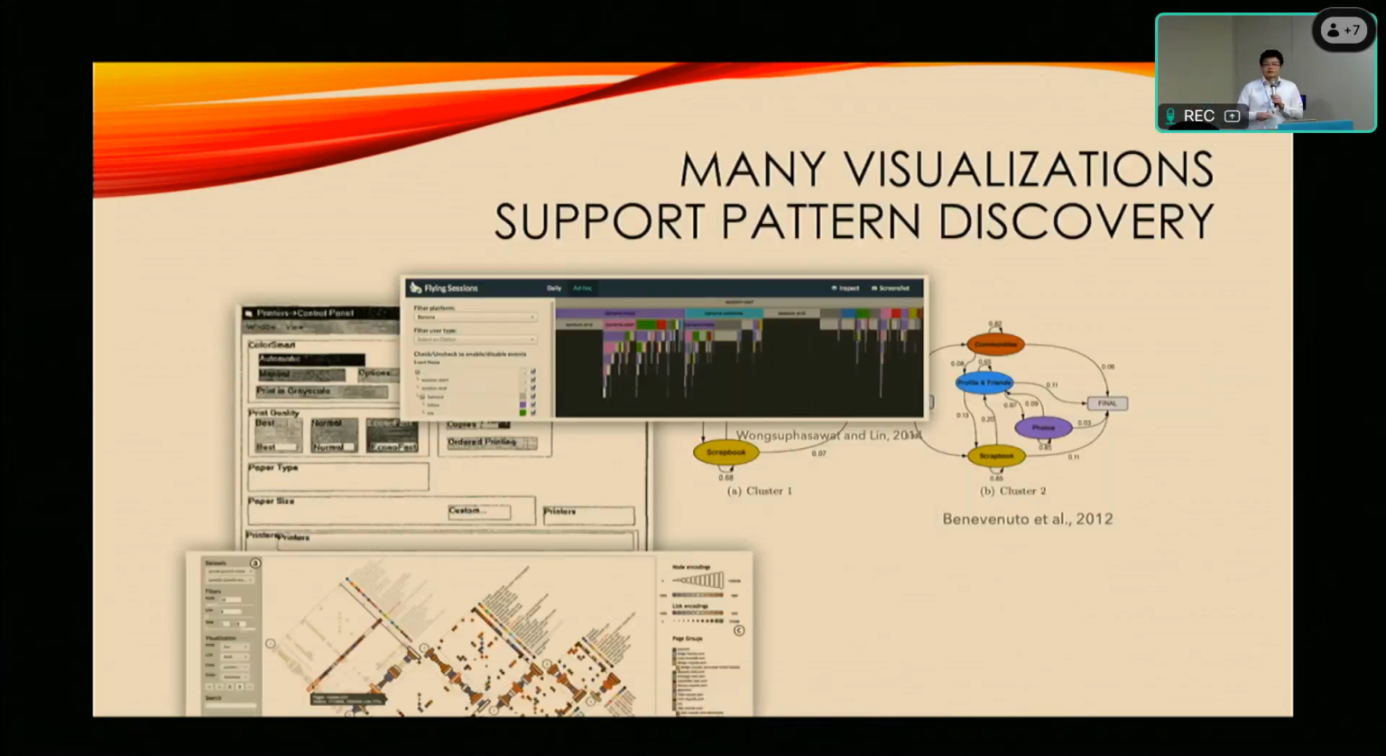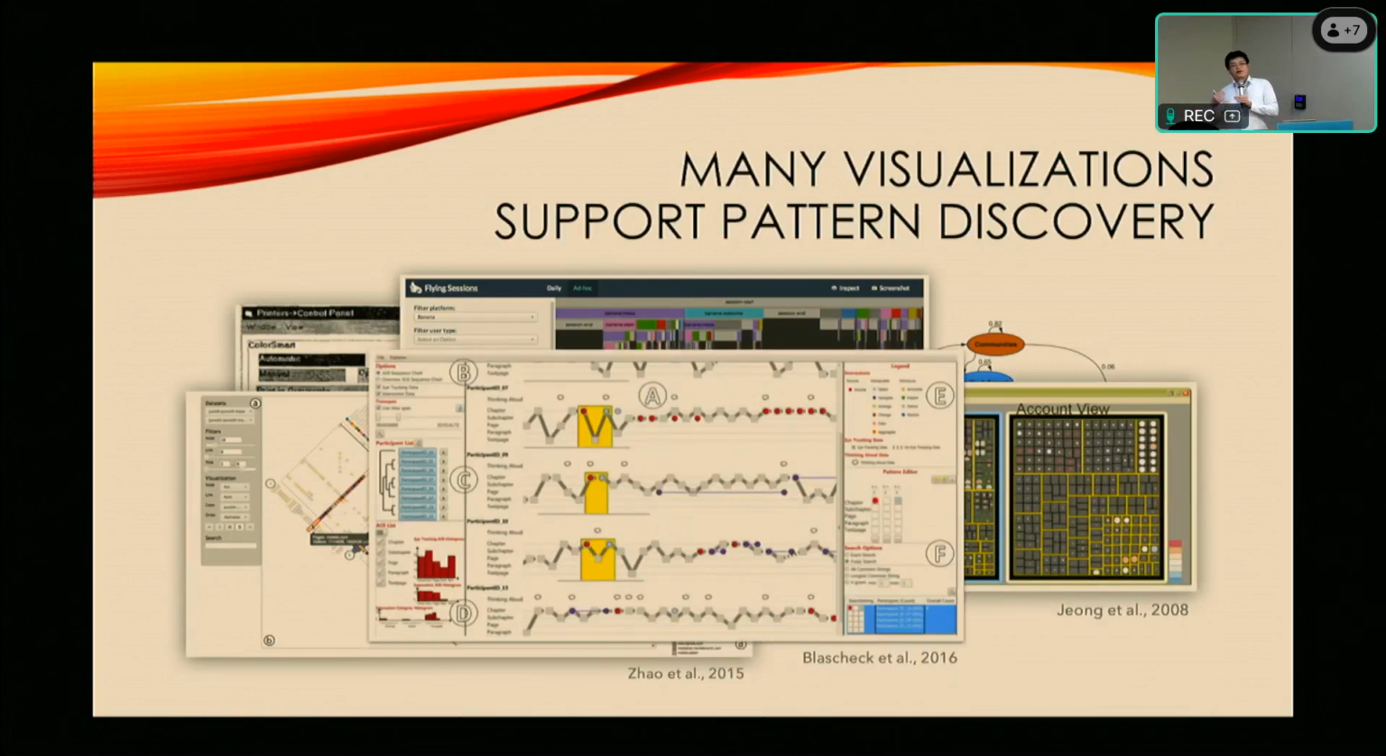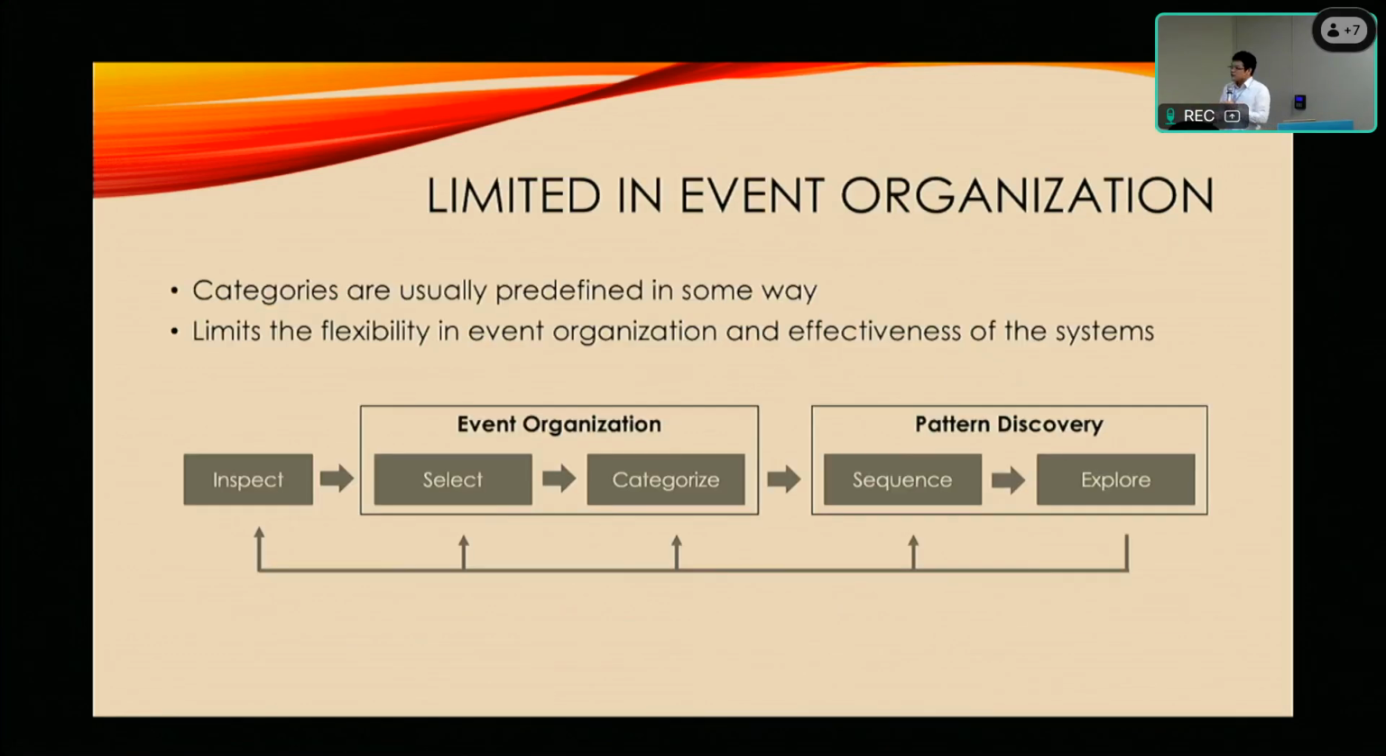But in some existing work, we notice that many visualizations really support the pattern discovery phase very well, but not so much the event organization. It's not like they don't do it, it's just that they do it sometimes or oftentimes outside of the system. For example, the categories may be predefined in some way outside of the system. And we think that really limits the flexibility in this event organization process and the overall effectiveness of the system.